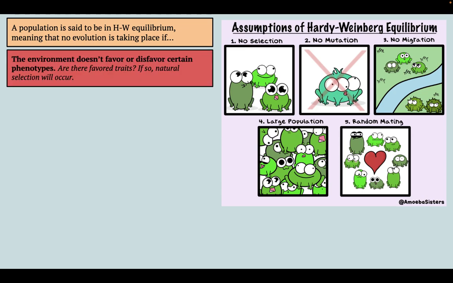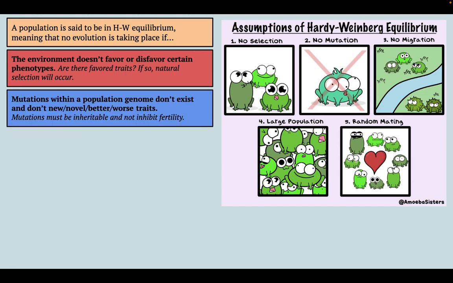The first is this: there's no natural selection. The environment does not favor or disfavor any certain types of phenotypes. If there are no favored traits, you don't evolve. If there are favored traits, say big beaks and the snail kites, you will evolve. Two, there are no mutations. I like this third eye on this little frog. If there are no mutations, a population won't evolve.